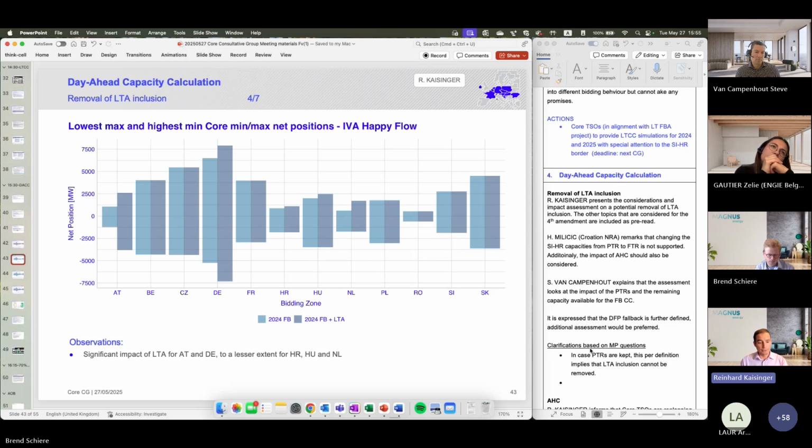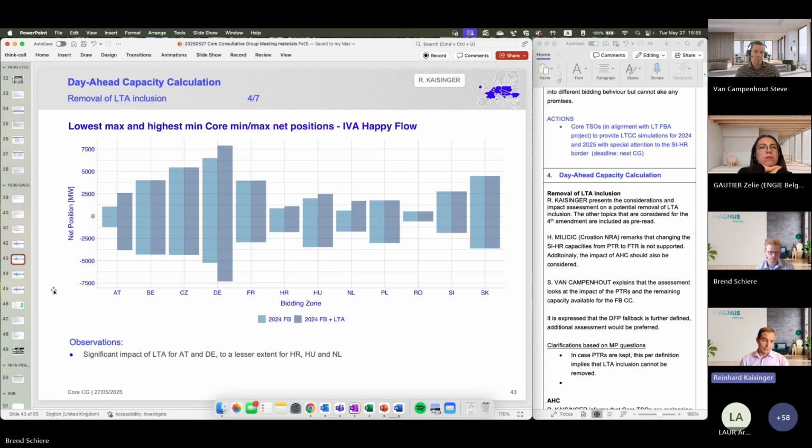And here we do see that the LTA supports the exchange capacities, in particular for Austria, again, but also for Germany, and in the export direction also for Croatia, Hungary, and the Netherlands. Other than that, we do not see a difference between those two cases. And bear in mind, these are now with regular IVAs, so not any fallbacks.